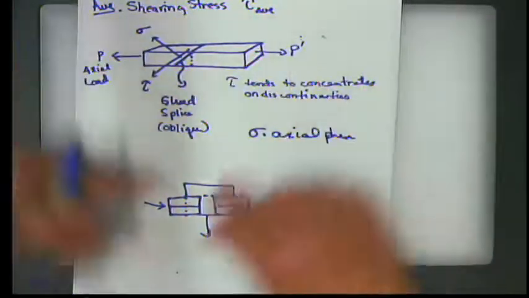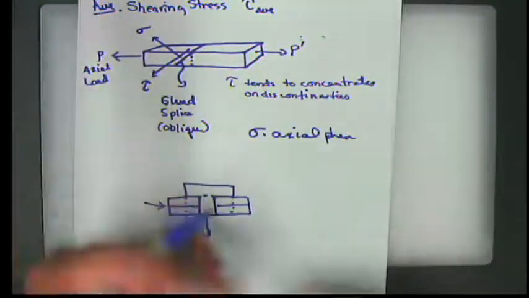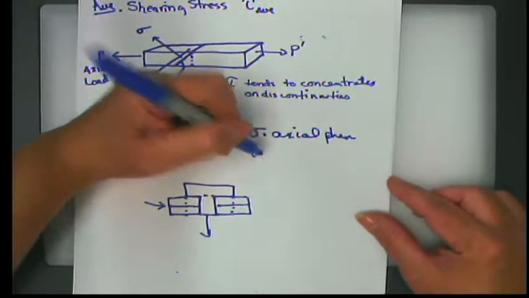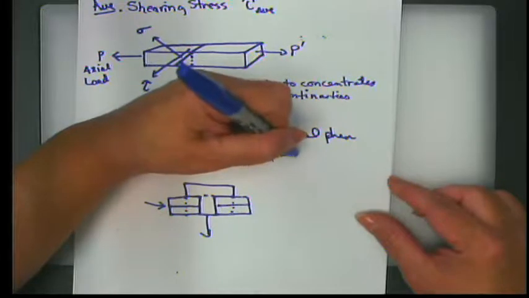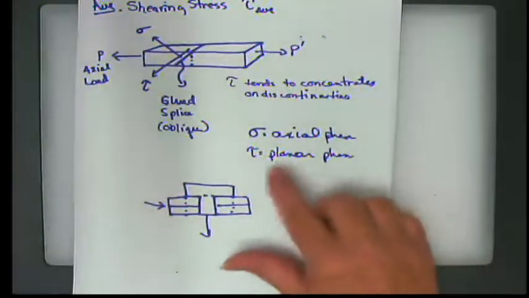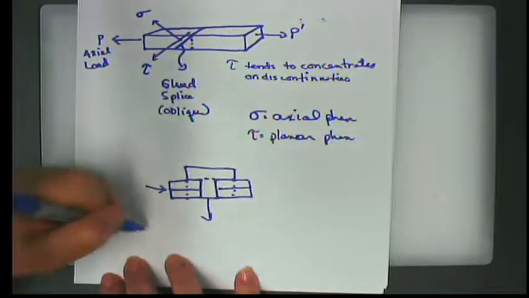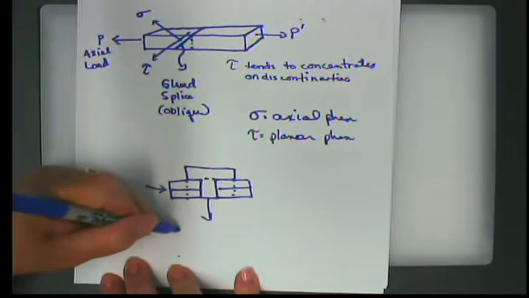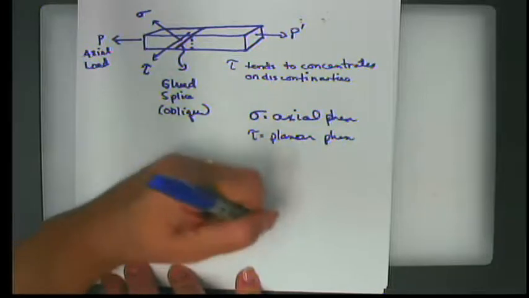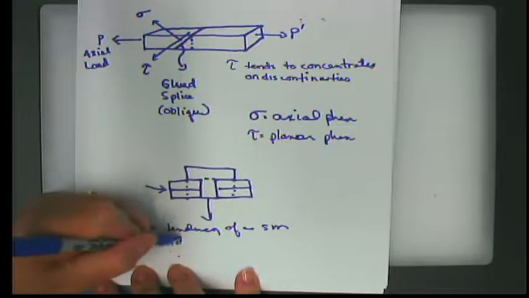meaning that if you have a normal stress or a normal force and you pull on a cross-section, the sigma is only in one direction. But tau, on the other hand, acts over an entire plane. So we refer to it as a planar phenomenon. Okay? So when we talk about shearing stress, what we're really talking about is the tendency of a structural member to slide, right?